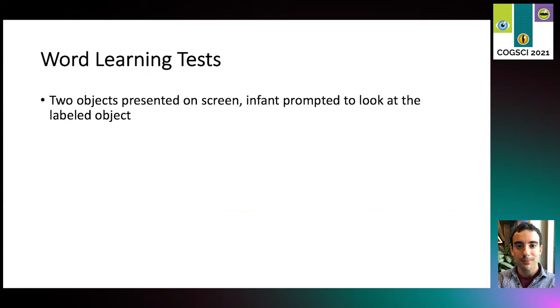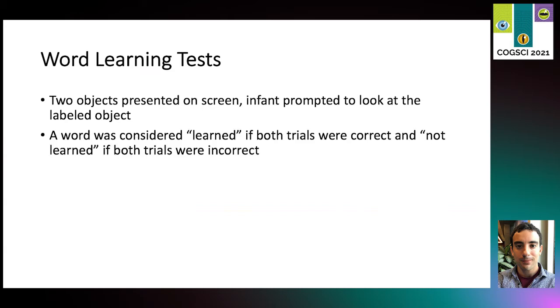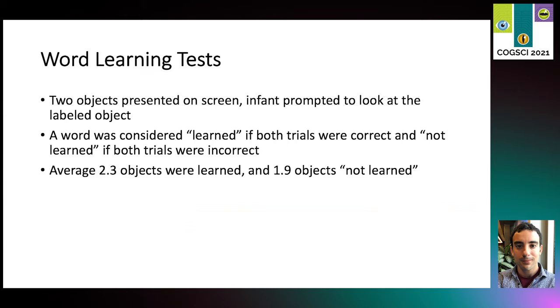Infants were tested on each object twice. A word was considered learned if both trials were correct, and not learned if both trials were incorrect. On average, about 2.3 objects were coded as learned, and 1.9 objects were coded as not learned. The remaining items could not be conclusively scored, as the infant did not attend to the screen for a majority of a trial, or the infant only got 1 trial correct.